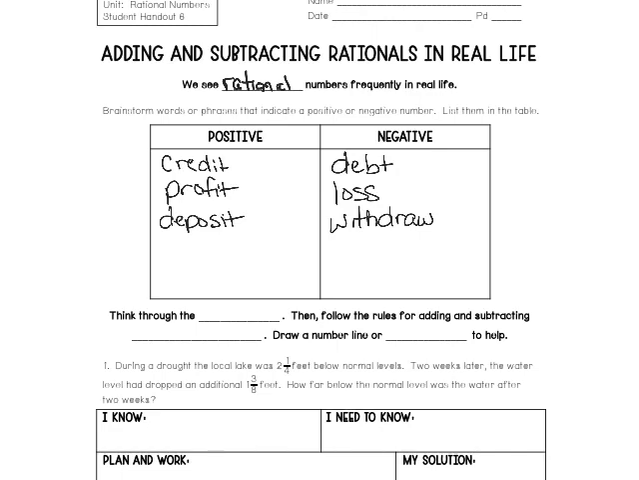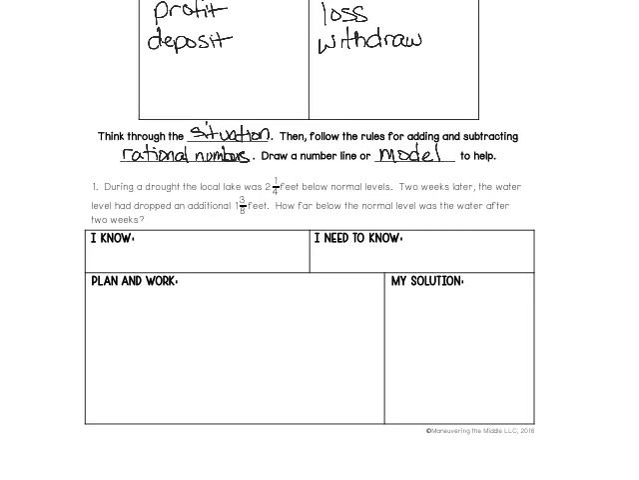Here it says, think through the situation. So we're going to solve these word problems or situations. Then follow the rules for adding and subtracting rational numbers. Draw a number line or model to help. So models and number lines, anything that's visual tends to be very helpful when thinking through these problems.